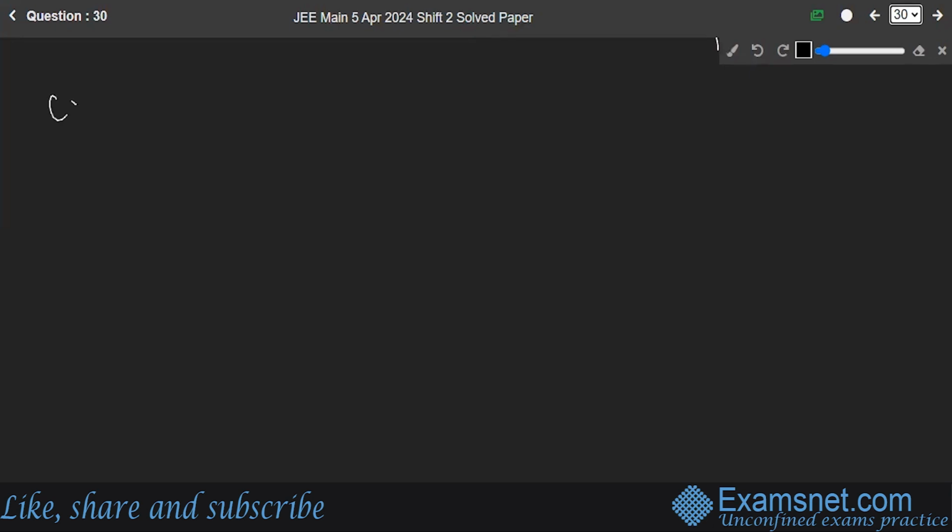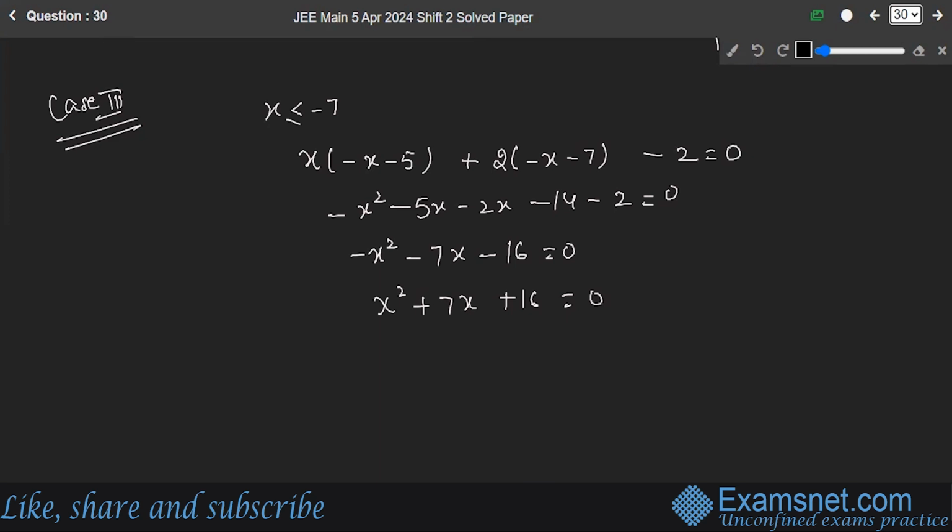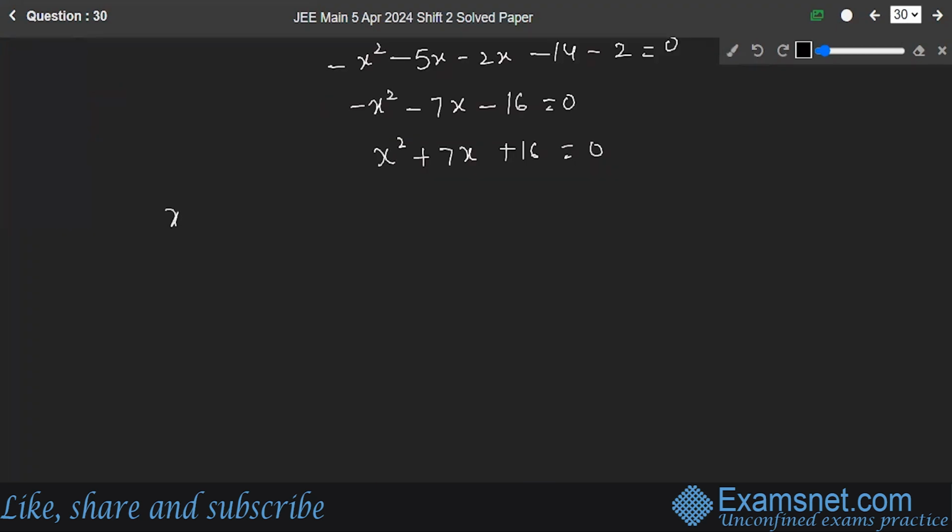Okay, now the third one, when x is less than or equal to minus 7. So in this case, you will have it as x into (minus x minus 5) plus 2 into (minus x minus 7) minus 2 is equal to 0, minus x squared minus 5x minus 2x minus 14 minus 2, or you have minus x squared minus 7x minus 16 is equal to 0, x squared plus 7x plus 16 is equal to 0. So here x will be given by minus b plus minus root of b squared minus 4ac upon 2a.